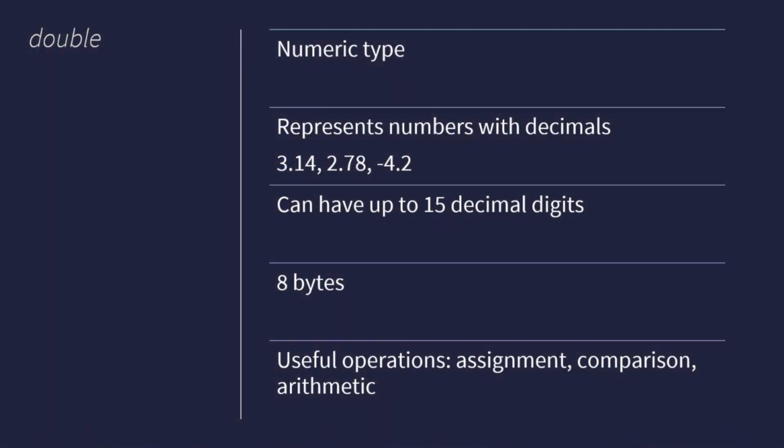Coming back to the slides, we have the next type, which is doubles. Doubles are another numeric type, but the difference between them and integers, among other things, is that they can store decimal values. You got 3.14, 2.78, negative 4.2 as some examples.